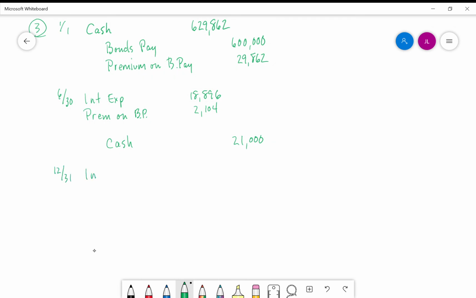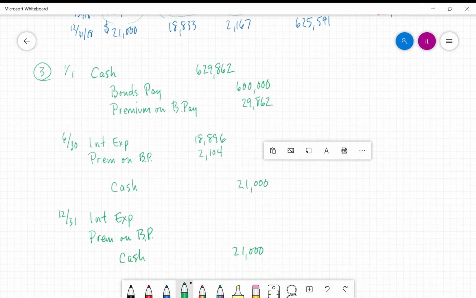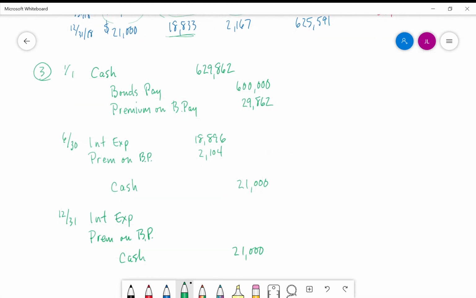again, we have interest expense, premium on bonds payable, and cash. The cash doesn't change. The cash we have to pay out is always $21,000 in this case. However, if we go back up to our amortization table, we can see our interest expense is now $18,833, and our premium is now $2,167. So this is how we journalize the bond.